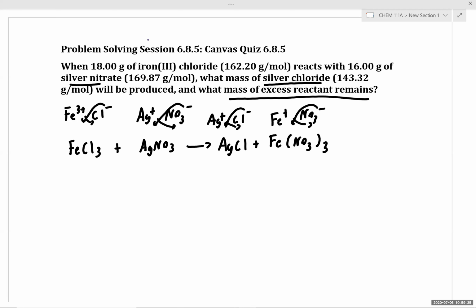Make sure you always ask that question whenever you see a chemical equation. It clearly is not balanced. We see 3 chlorines on the left. We have 1 chlorine on the right. So what times 1 would give us 3 chlorines? What coefficient do we need for silver chloride?